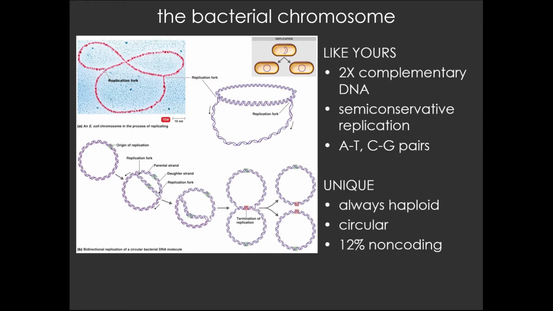As I mentioned earlier, they're always haploid. Their chromosomes are circular. And unlike your DNA, which has about 98% of the nucleotides considered to be non-coding, what used to be called junk DNA, bacteria have an average of 12% of their DNA non-coding. So they have smaller genomes. More of their genomes are dedicated to the production of proteins.